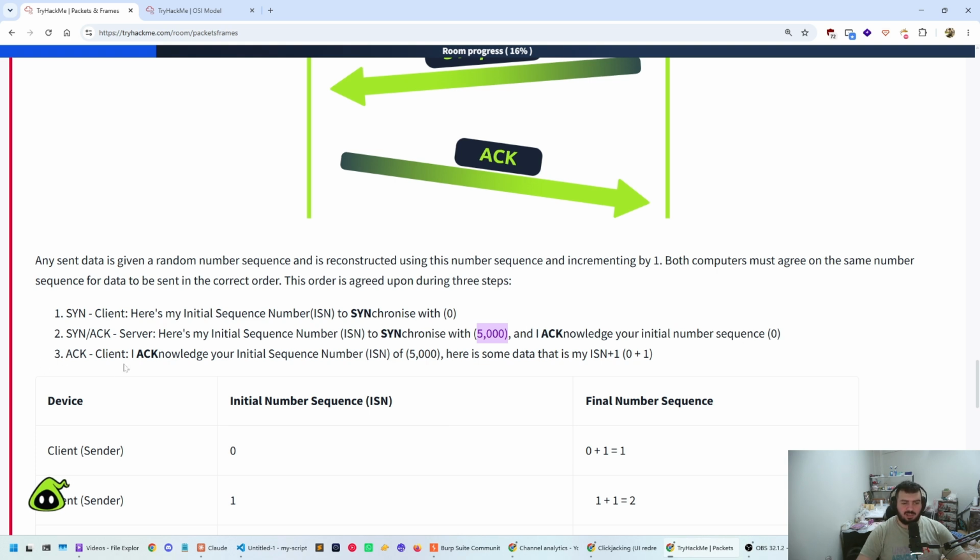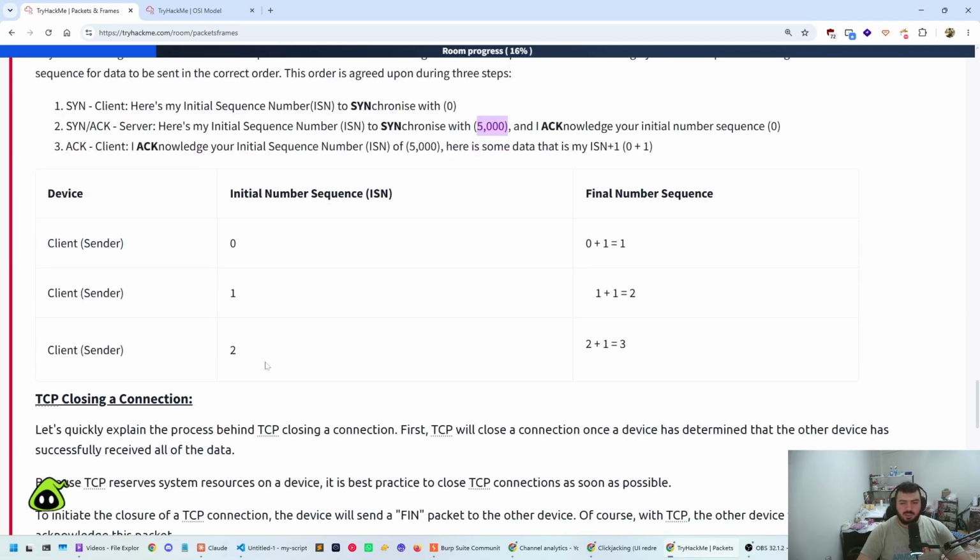Then ACK: client says, I acknowledge your initial sequence number of 5000. Here is some data that is my ISN plus 1, which is 0 plus 1. So that means the client and server do not necessarily have to start with the same number. You can see the client started with 0, but the server started with 5000. But since now they both know where they're starting from, we can add 1 to it, and that would be the order. You can see right here.